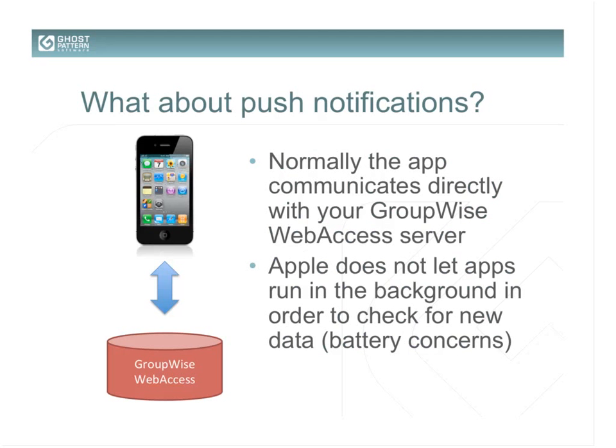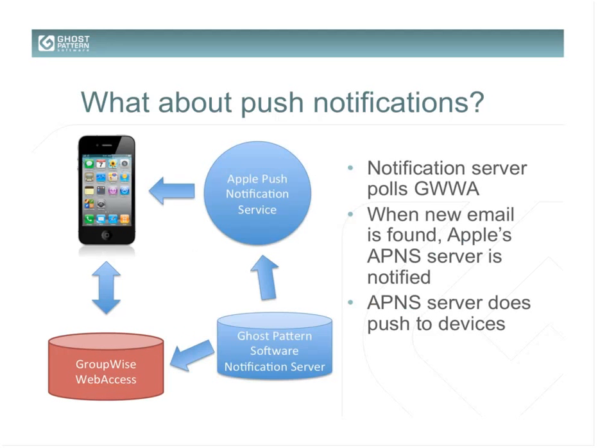So let's talk a little bit about how push notifications work. Normally, when you just run GW Mail, it's going to talk directly to GroupWise Web Access. There's nothing really that's involved outside of that. But because Apple doesn't let an app run in the background for battery concerns and such, here's how Apple suggests that you do it. We've got a notification server that then sends the push notification to your device, and you get a little audible sound when a new email shows up. And that's basically how it works.